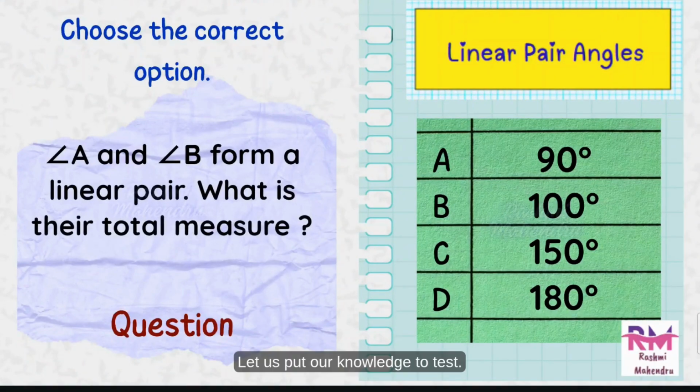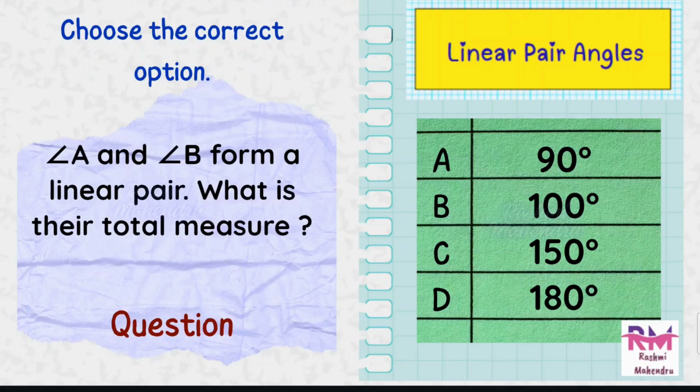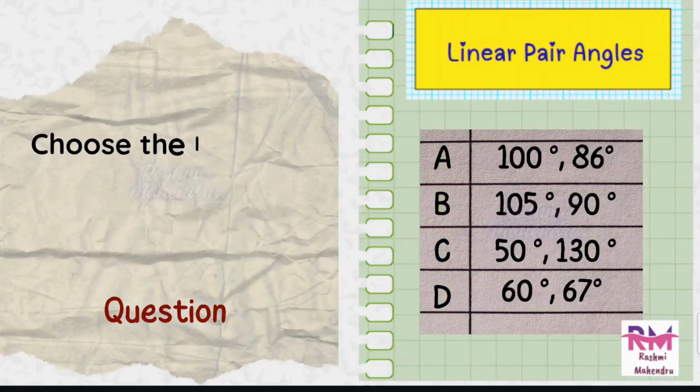Let us put our knowledge to test. Choose the correct option. Angle A and angle B form a linear pair. So what do you think is their total measure? Correct. The correct option is D, 180 degrees.